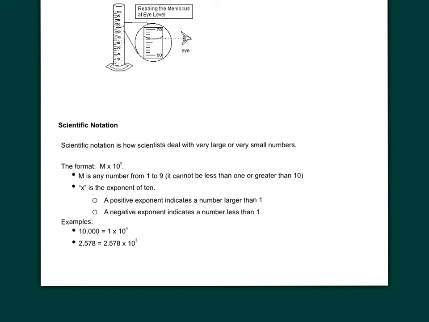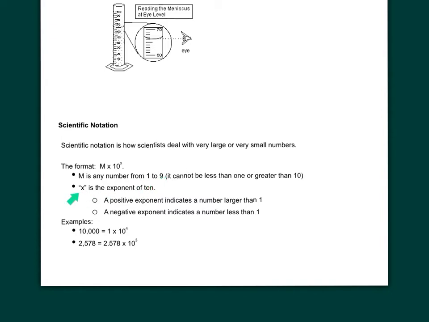Now we're going to move on to scientific notation. I hope you've done this in some of your math classes. But in general, scientific notation is a way to write really large or really small numbers. And this is the general format, M times 10 to the x, and x is the exponent. M is any number between 1 and 9. In other words, it can't be point something, like 0.1 something, and it can't be 10 point something.